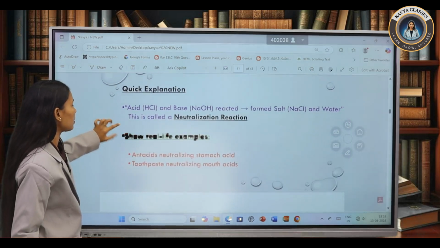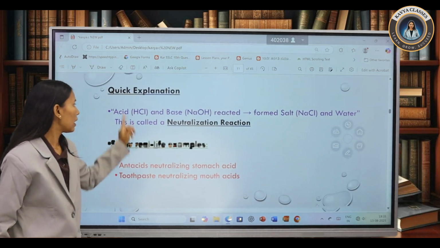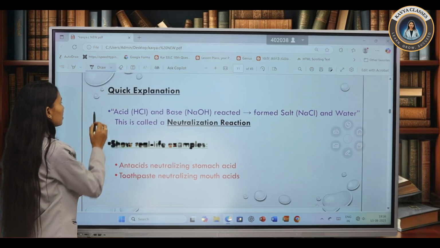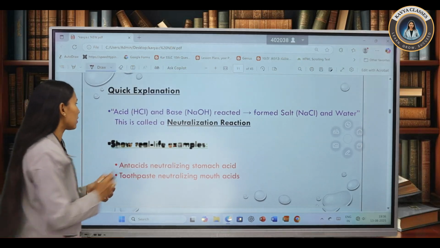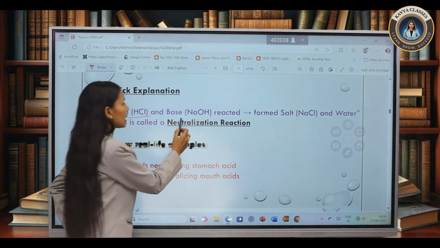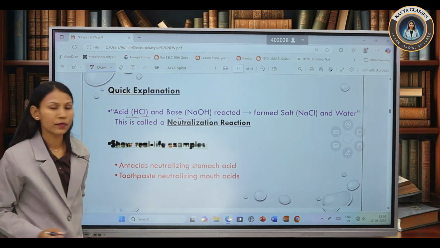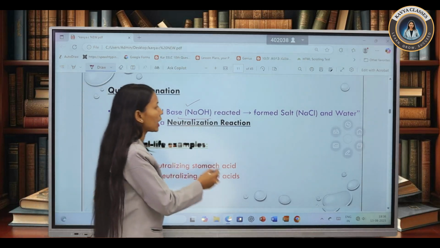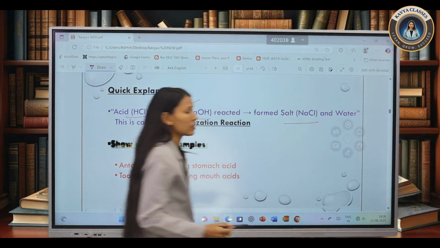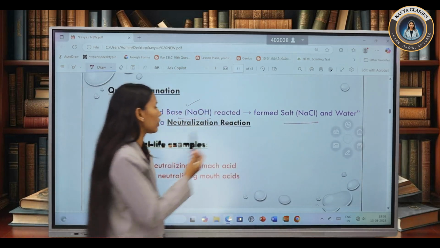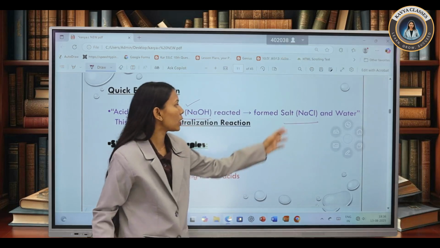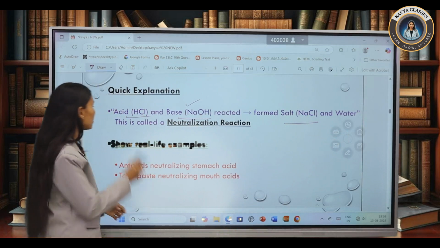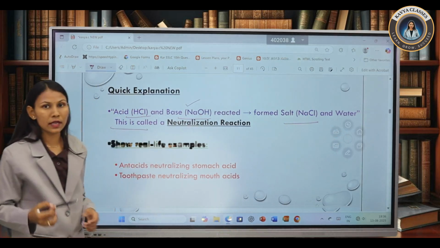So a quick explanation. We are taking an example here, that is HCl. So what is HCl? Is it an acid or a base? HCl is a strong acid. And NaOH, is it an acid or a base? Sodium hydroxide. So this is the base. When they both react together, they form NaCl, sodium chloride, that is a salt, and water. So I hope you are understanding this. This is called a neutralization reaction.